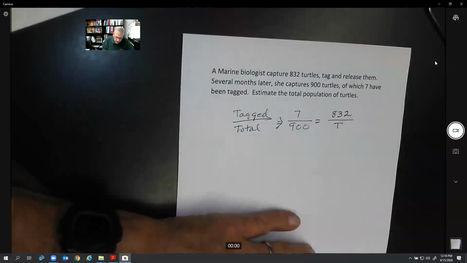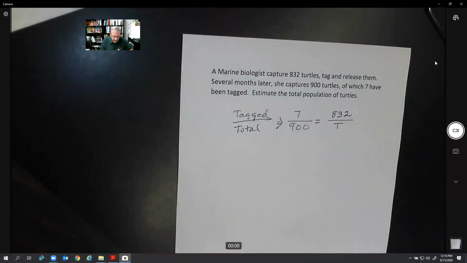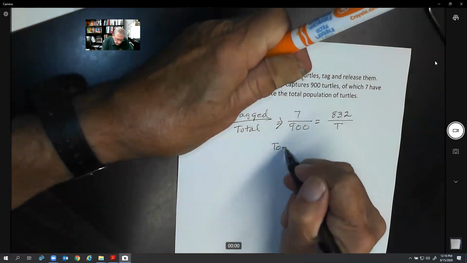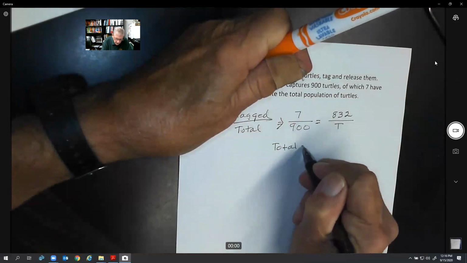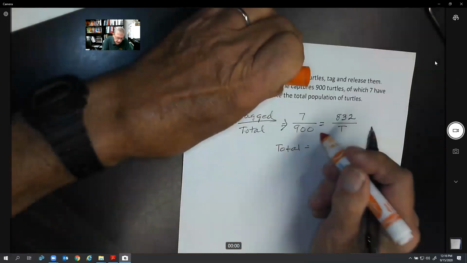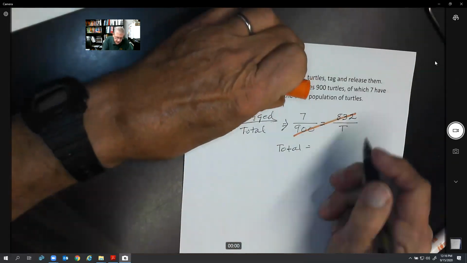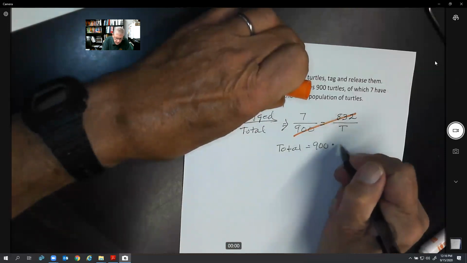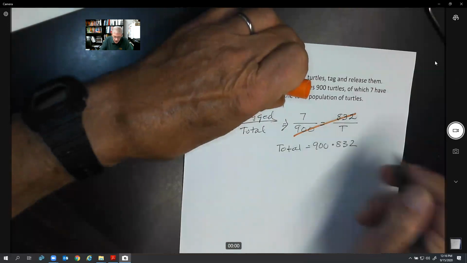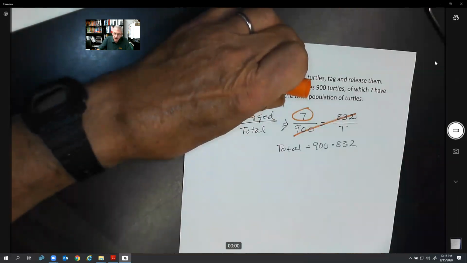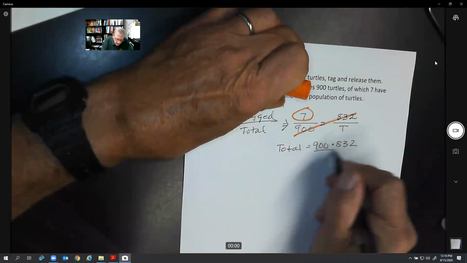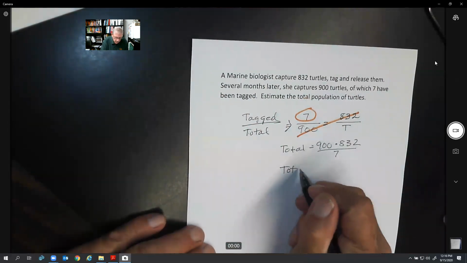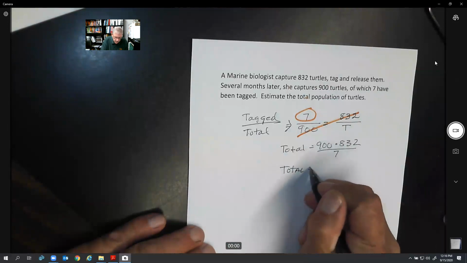Okay, so the total number of turtles, to find that total, we're going to multiply 900 times 832, and then we're going to divide by the number that's left, the 7. See how nifty this is? And that'll give us the total number of turtles.